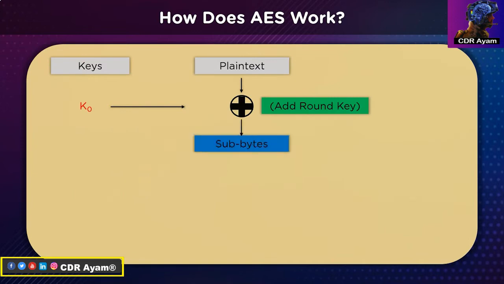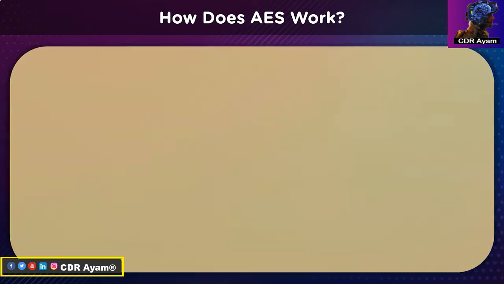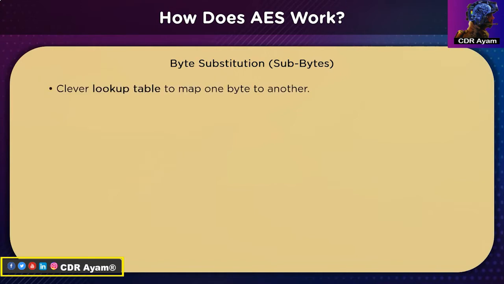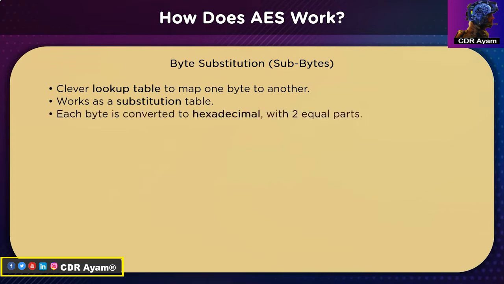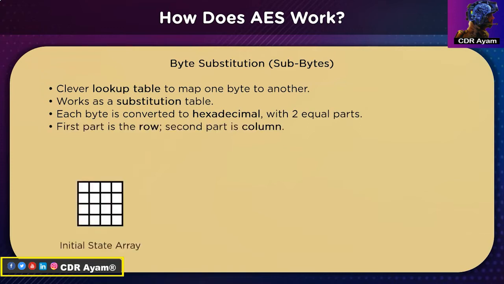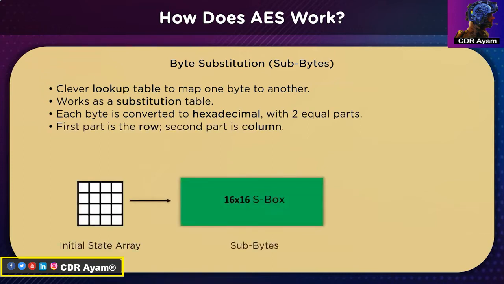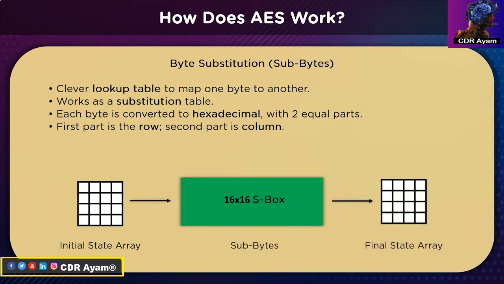a non-linear substitution step where each byte is replaced with another according to a lookup table, with each byte converted to a hexadecimal value with two equal parts, with the first part being the row value and the second part being the column value. To put it simply, the initial step value is passed through the substitution box and then processed to the final state array process, which is then passed on as an input to the shift row segment.